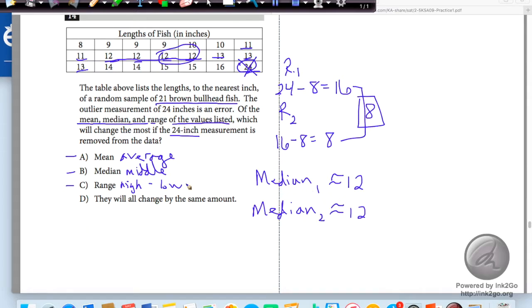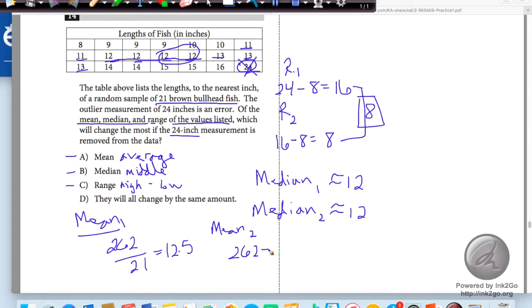The mean is something a lot of you will actually end up calculating, which will cost you time if you don't recognize it. But your mean 1, if you were to add up all of these numbers, including the 24, is going to be 262 divided by 21. So 262 divided by 21 is going to be 12.5. That's your initial mean. Now, if I were to remove the 24, let's say my mean 2, that's going to be your 262 minus your 24.